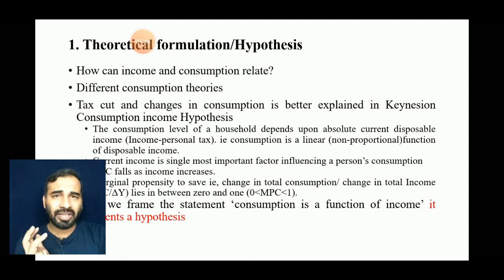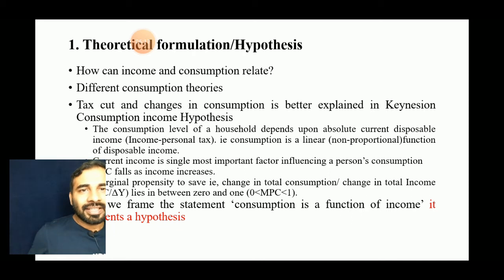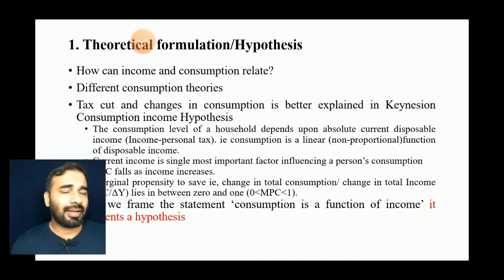What does absolute mean? What is current? What is disposable income? Disposable income is income minus personal tax, available in the current period without comparing with any others. That means absolute, not relative; current, not past or future income; disposable income, income minus personal tax. So Keynes explained that consumption is linearly and non-proportionately related to disposable income. That we will explain later.